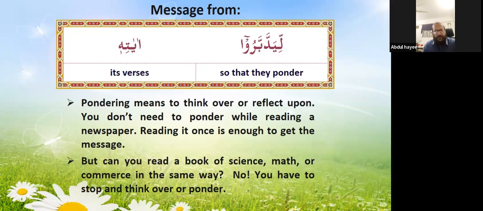But can you read a book of science, math, or commerce in the same way? No, you have to stop, think over and ponder because you have to appear in exams for them. The same is here. Quran is the book. We will have to answer on the day of judgment from this. So we have to ponder. We have to go in detail, think, stop and check each and every order of it.